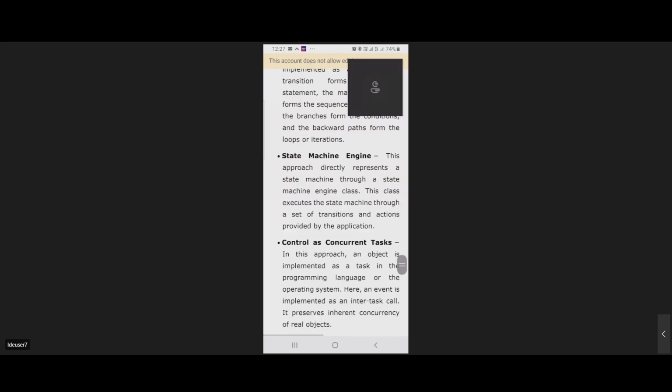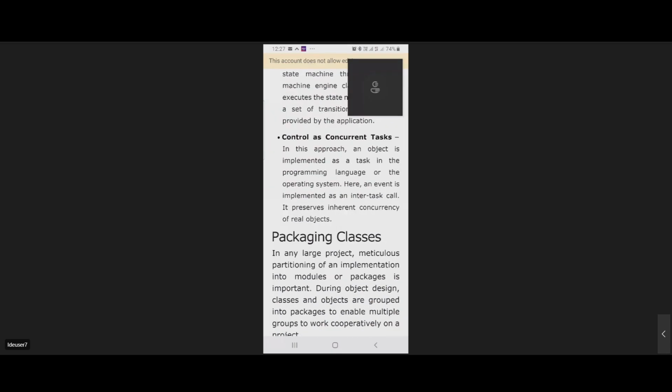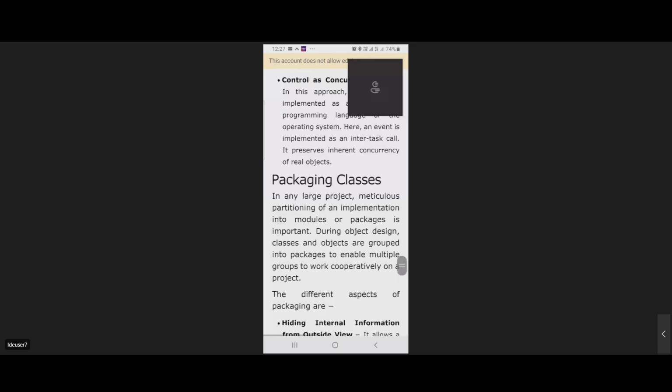State machine engine. This approach directly represents the state machine through a state machine engine class. This class executes the state machine through a set of transitions and actions provided by the application. Controllers as concurrent tasks. In this approach, an object is implemented as a task in the programming language or the operating system. Here, an event is implemented as an inter-task call. It preserves the inherent concurrency of real objects. The packaging classes.